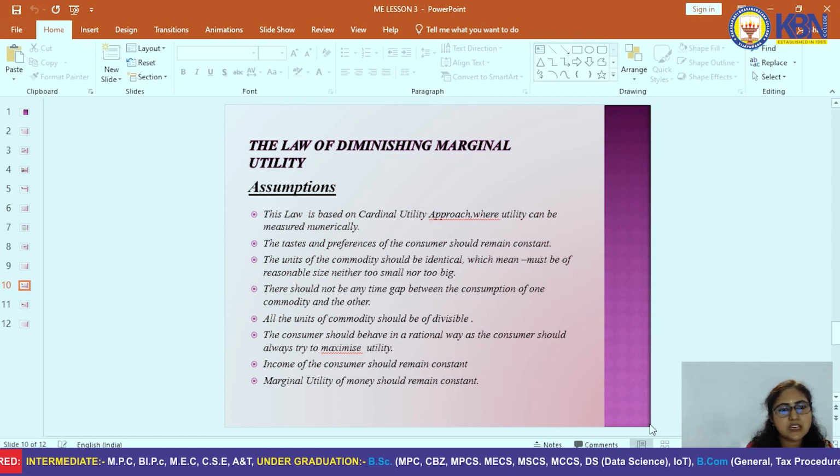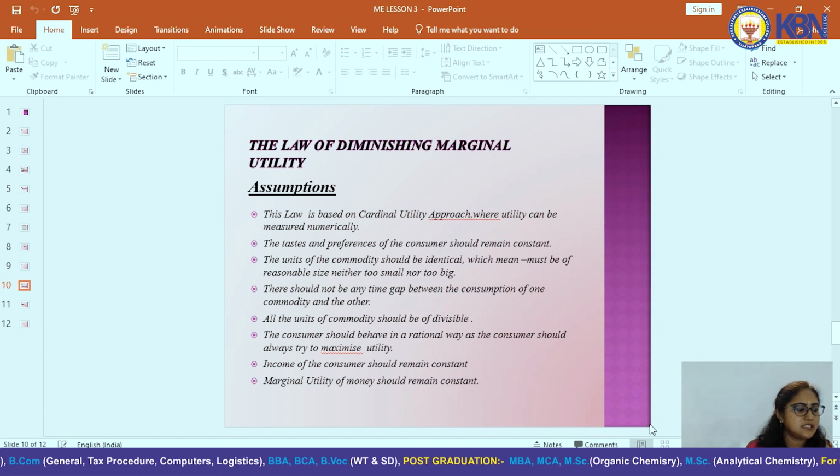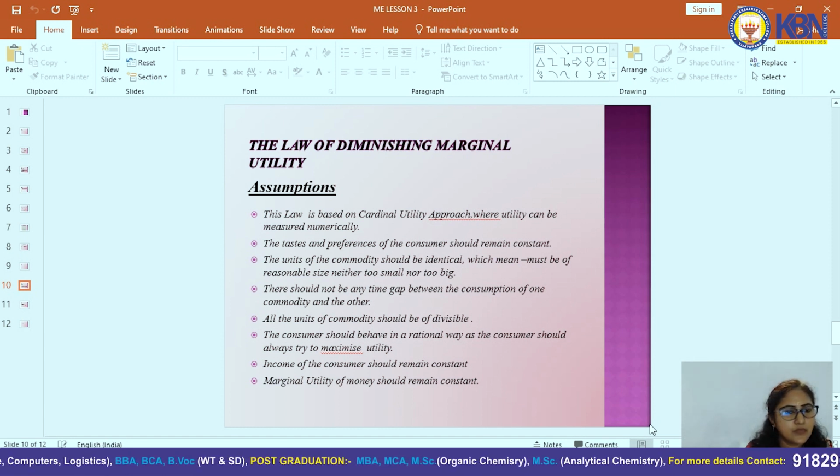The law of diminishing marginal utility is also based on the assumption that the units of the commodity should be identical, which means they must be of reasonable size, neither too small nor too big. There should not be any time gap between the consumption of one unit of the commodity and the other. Also, the other assumption is that all the units of the commodity should be divisible in nature.